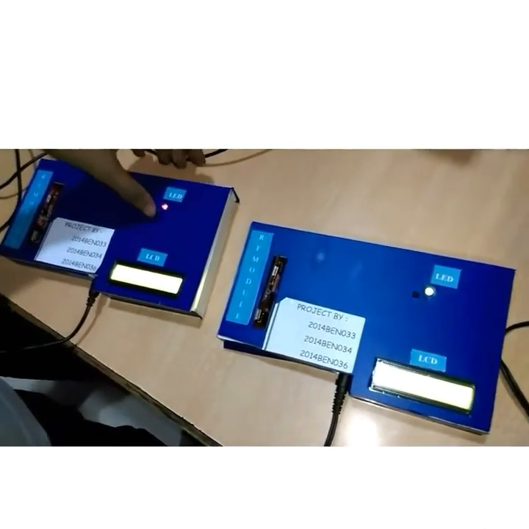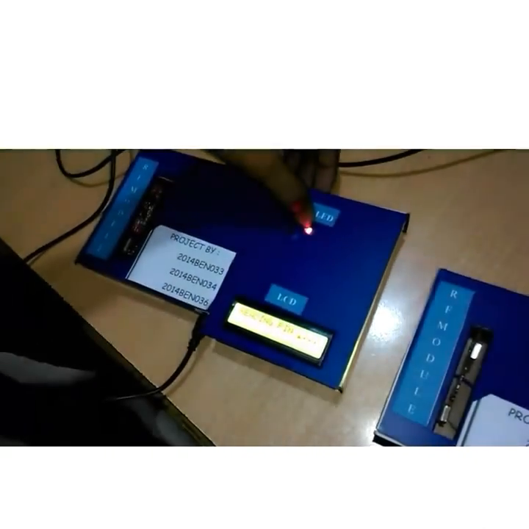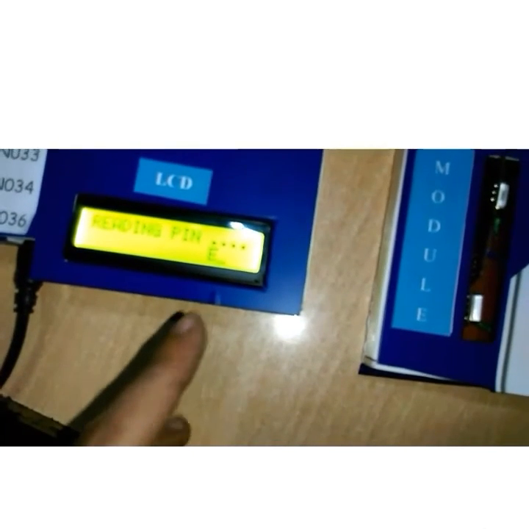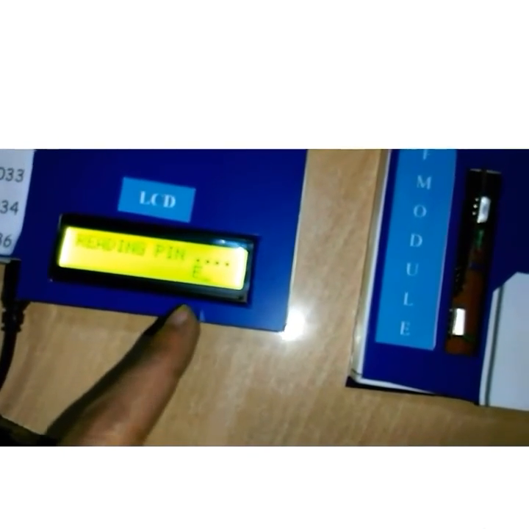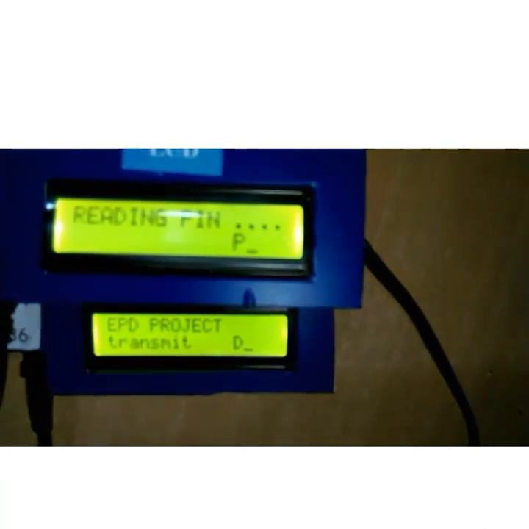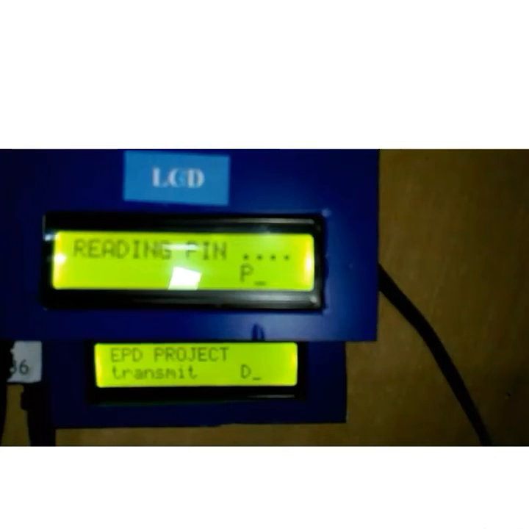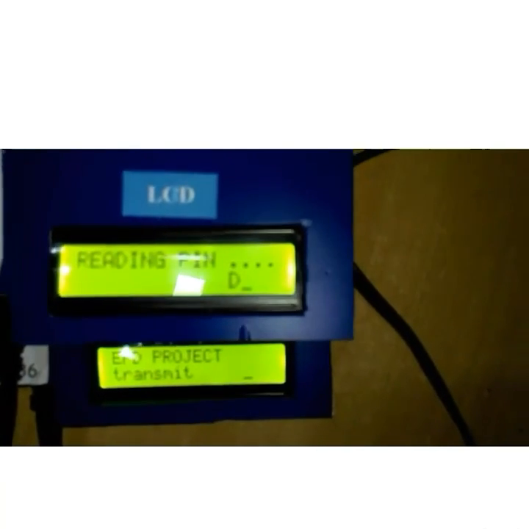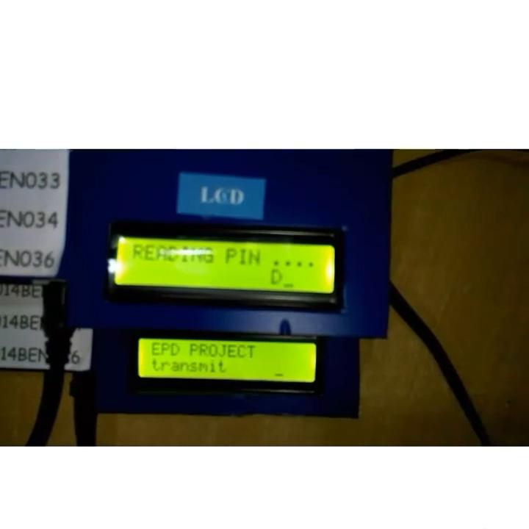So here we go with the actual working of the circuit. This is our transmitter with the green LED, and this is our receiver with the red LED. The transmitter transmits the string EPD project that is printed on the LCD, and this is the character which is being transmitted. The receiver reads the pin continuously and it shows the message reading pin. And when data is received, it shows it at the position. Now as you can see, the character D has been sent, and after some time or after the frame is received, it will be read on the receiver. Okay, we have the character on the receiver LCD.